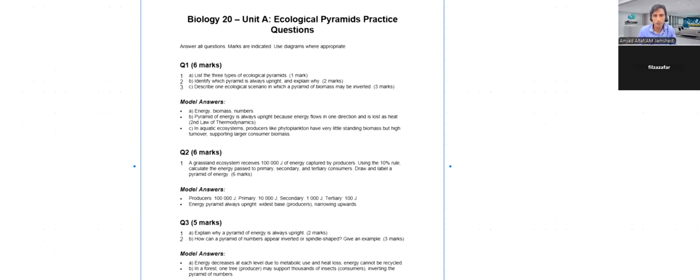But the question is why? We need to explain this for 1 mark. We have identified for 1 mark that it is the pyramid of energy. But the next part of the question is explain why. So can we discuss this to have some debate, why it is so, or how it's possible that the pyramid of energy is always upright?